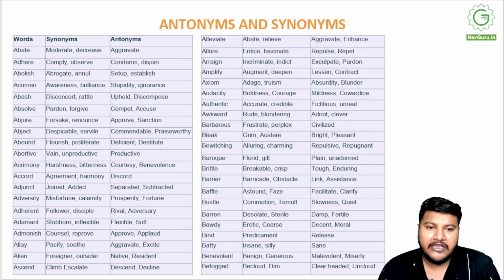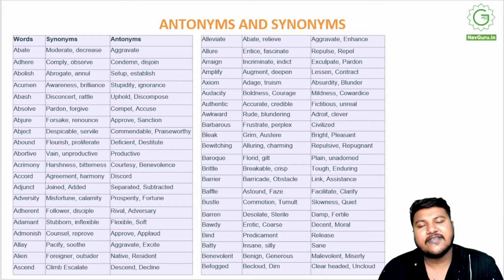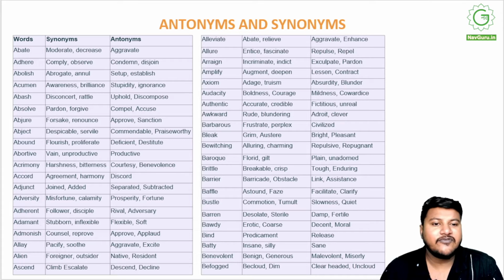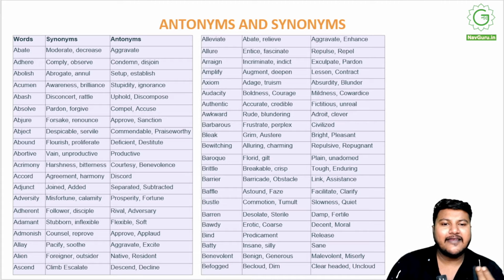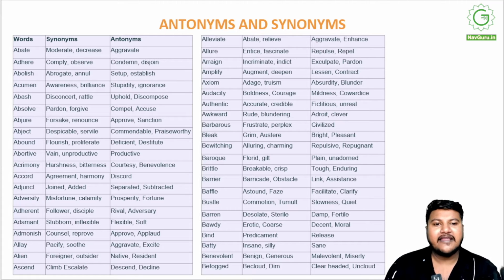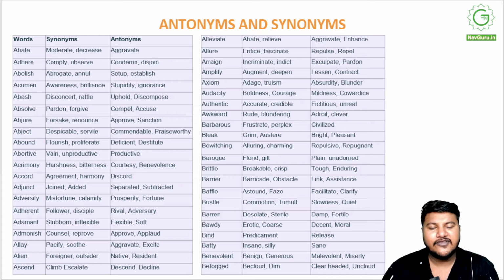Arraign means to incriminate or indict, while its opposite would be exculpate or pardon. Amplify means to augment or deepen something, so its opposite would be lessen or contract. Axiom means adage or truism, so its opposite would be absurdity or blunder. Audacity means courage or boldness, so mildness and cowardice would be its antonyms.